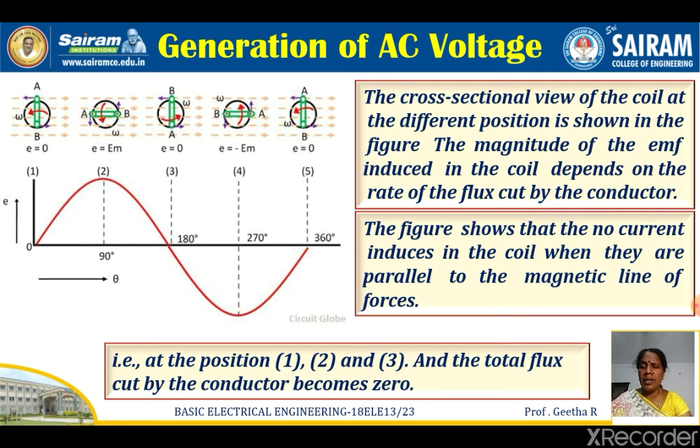So you can see the variation from 0 to 360 degrees. At 0 degrees the EMF induced is 0. At 90 degrees it is the positive maximum. At 180 degrees it is 0 again. At 270 degrees, on the negative side, it is maximum. And at 360 degrees it is 0. So you can see a complete sine wave here. This is how sinusoidal AC voltage is generated.